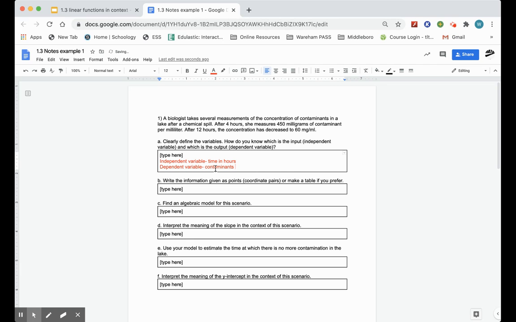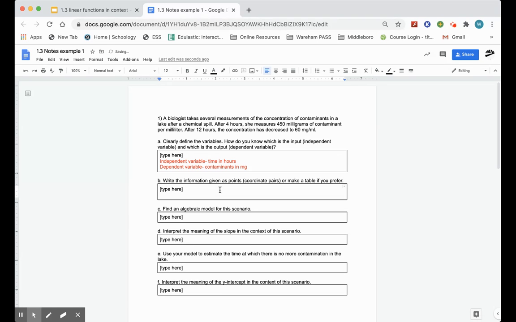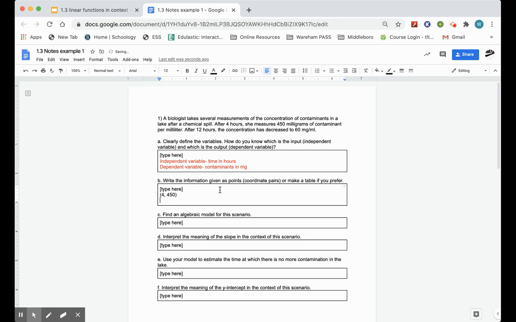In milligrams. So we want to write the 2 points that were given. We can also write it in a table, but I'm just going to write the points. So 4 hours, 450 milligrams. And our second point is 12 hours, and we are down to 60 milligrams.